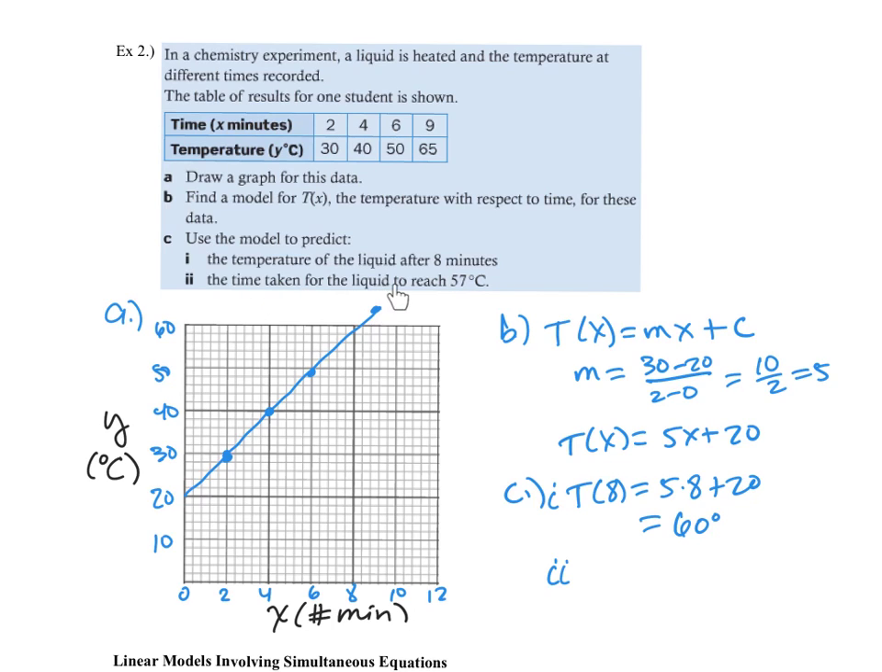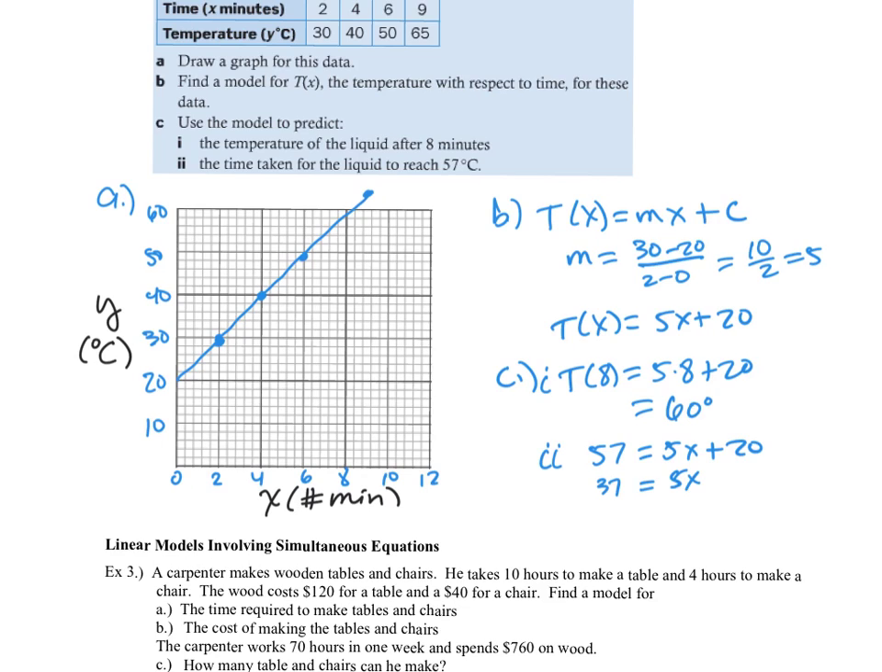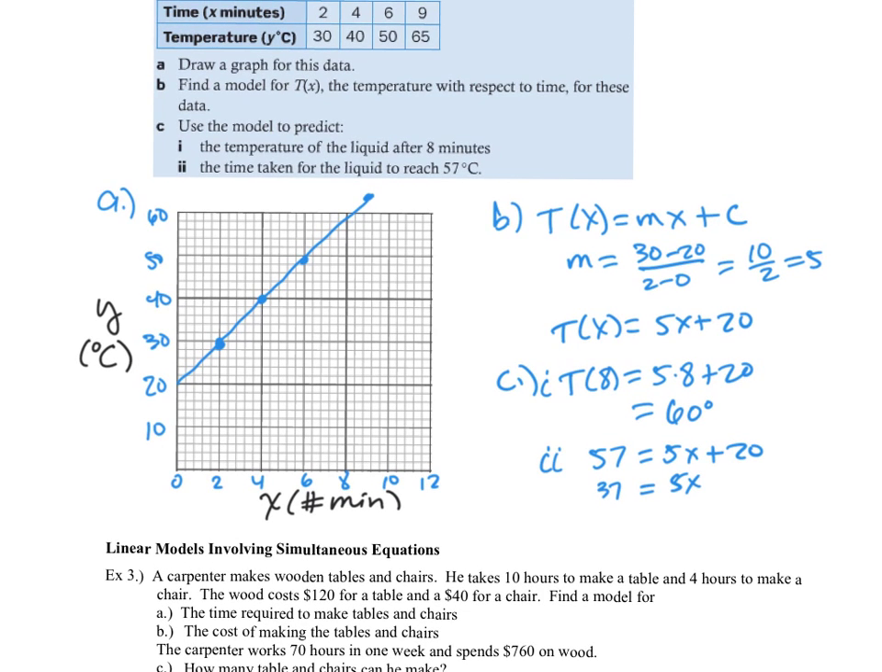And then that was part i, and then part ii says we're going to predict the time taken for the temperature to reach 57 degrees. So here we know the output is 57. We need to figure out what the input is. So let's set it up like this. Let's say 57 is equal to 5x plus 20, and then we can quickly solve that equation for x. And x turns out to be 37/5, or if we want to convert that to a decimal, that would be 7.4. Now remember, we were trying to find the input, and input is minutes, so 7.4 minutes.